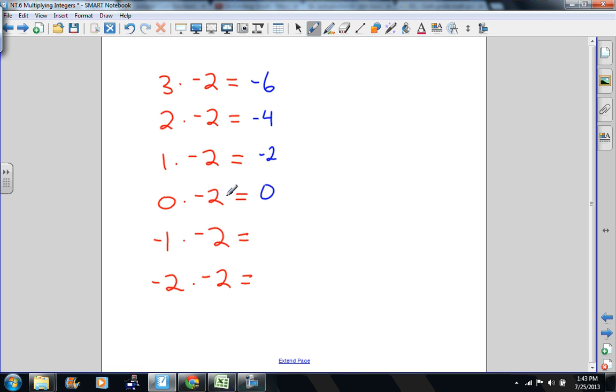So then the question is, what happens when we have a negative times another negative? Well, if we follow our pattern, this becomes a +2, and this becomes a +4. So if we have one negative in the problem, the answer is negative. If we have 2 negatives in the problem, the answer is positive. Okay.